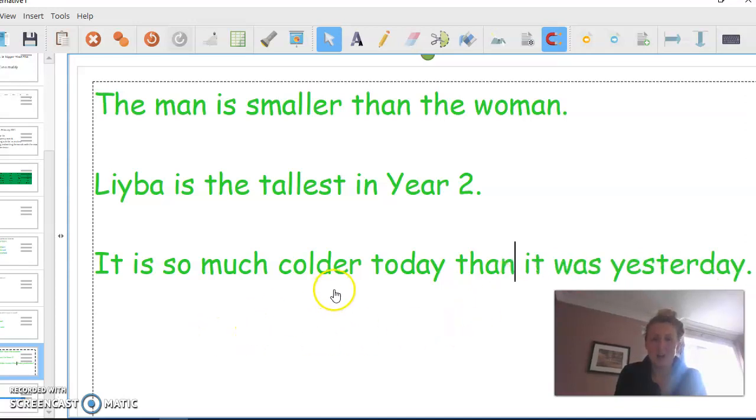Than. So I'm comparing something here. So that's why I've got my suffix, the ER suffix, that helps us compare something, doesn't it? It is so much colder today than it was yesterday. Do you know what I might put at the end of there rather than a full stop? I might put an exclamation mark because I am stating something. So I'm going to exclamation mark that one. So your turn.